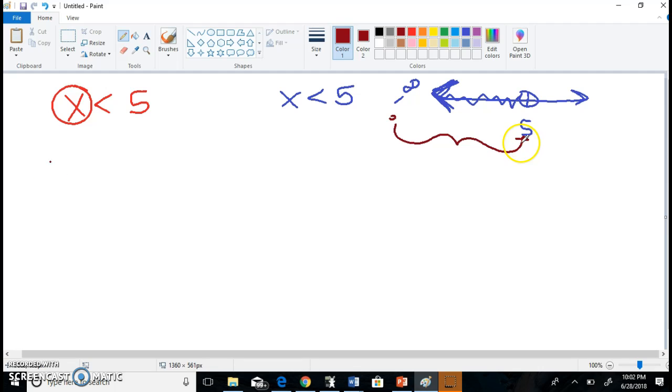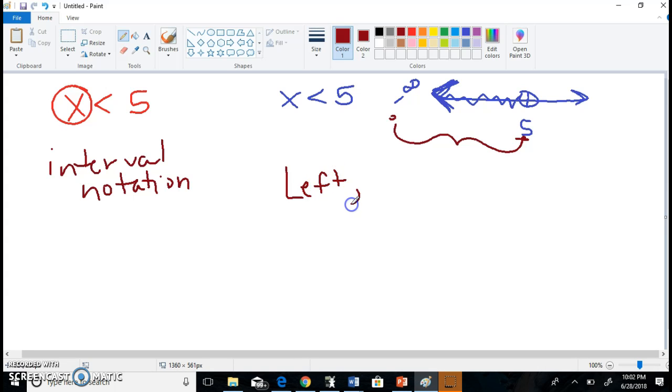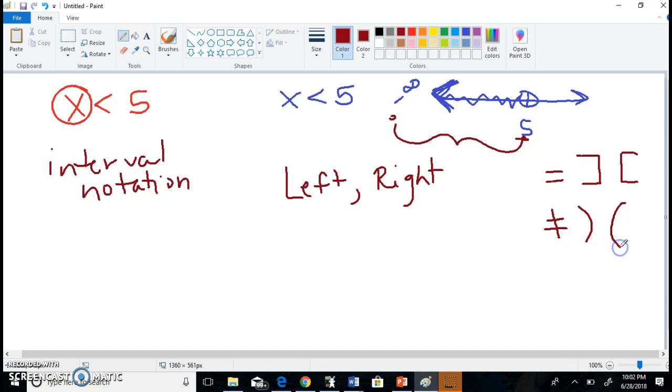So interval notation, you just write the leftmost point, comma, the rightmost point. And now this is very important. If that number is included, you use brackets. If that number is not included, then you use parentheses.